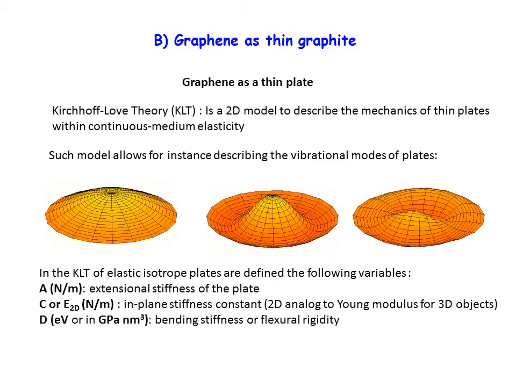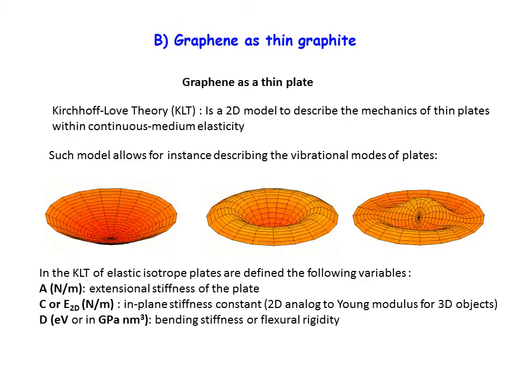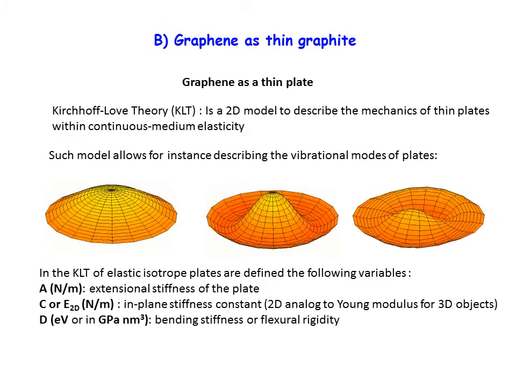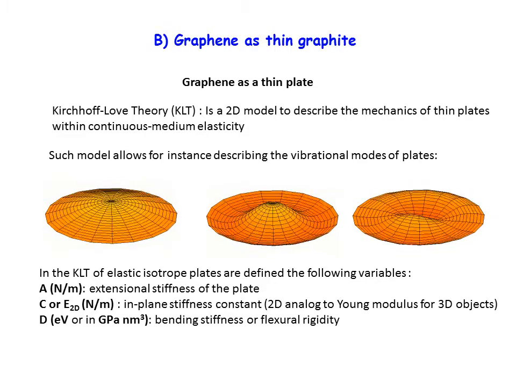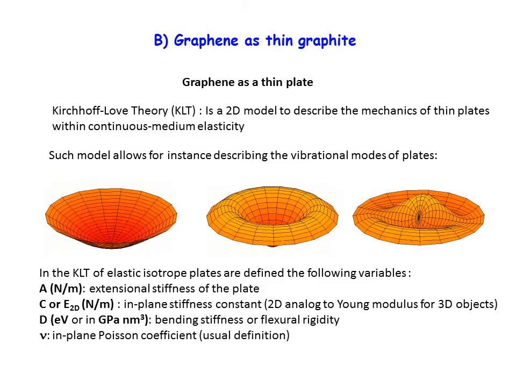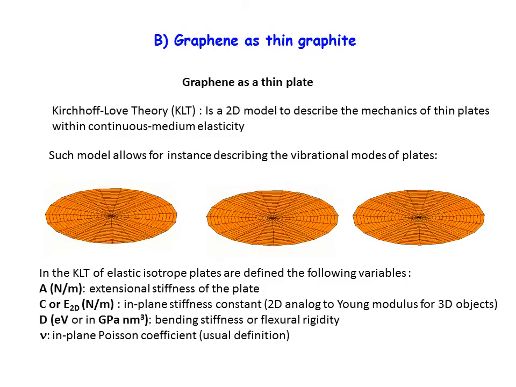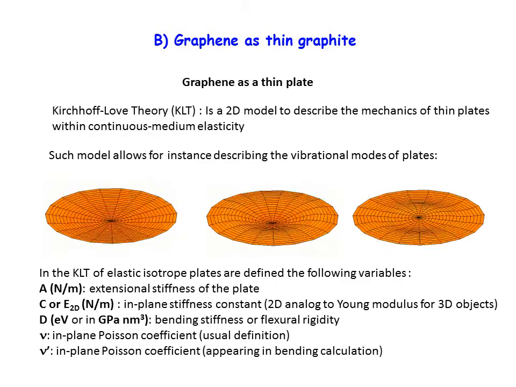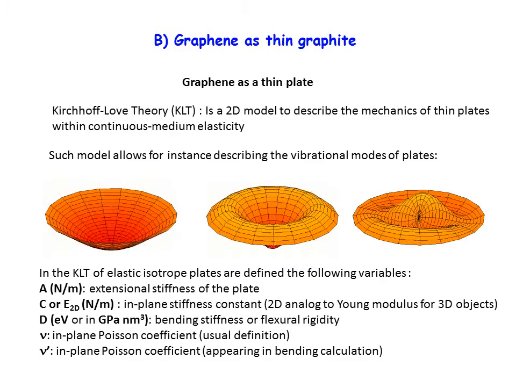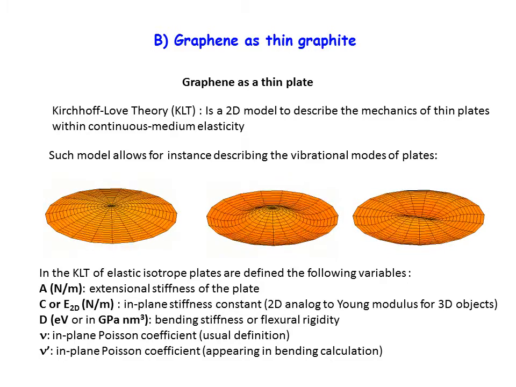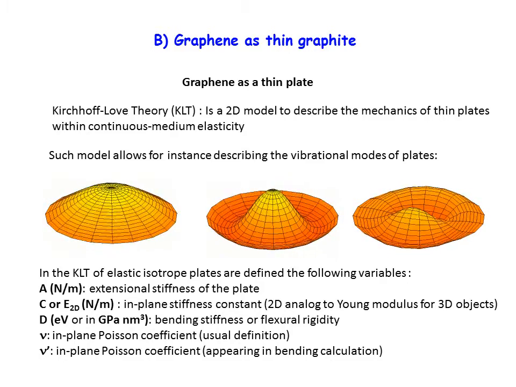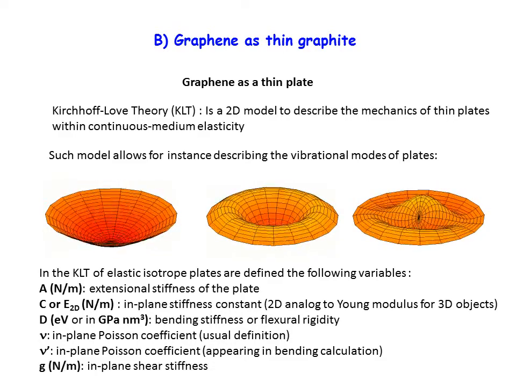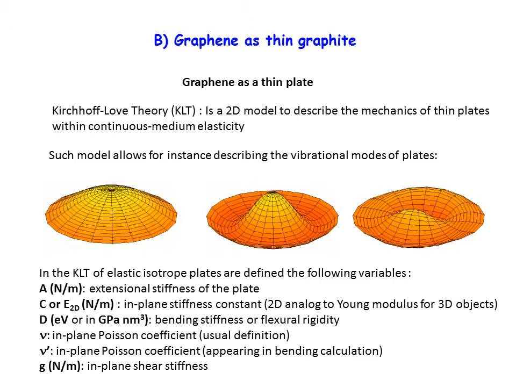Another important variable is the bending stiffness or flexural rigidity. That is going to be a measure of how easy it is going to be to bend a membrane. Then we have the in-plane Poisson coefficient with its usual definition, and another Poisson coefficient which in principle should have the same value as the previous one, but which appears in the bending calculation. We call it nu prime. Finally, we can consider G, the in-plane shear stiffness.